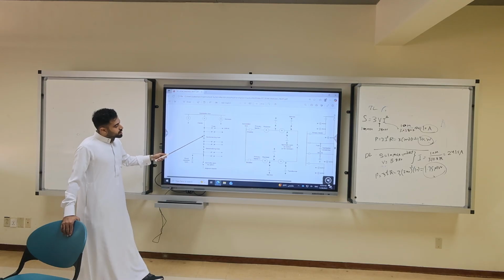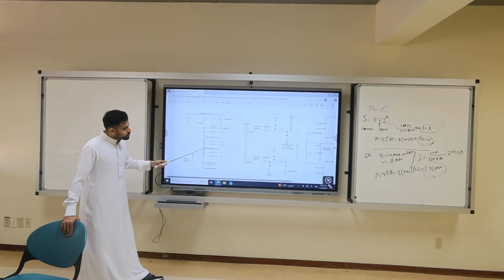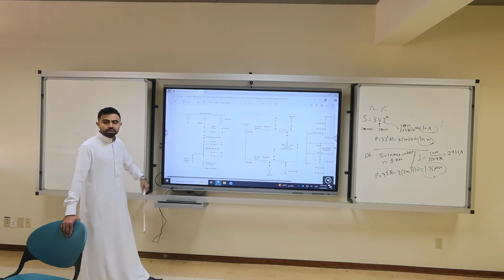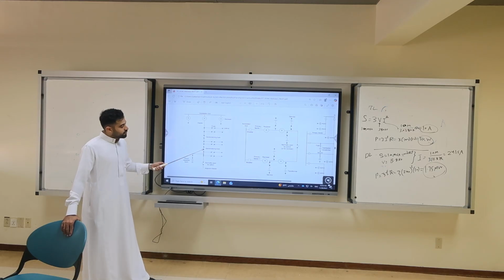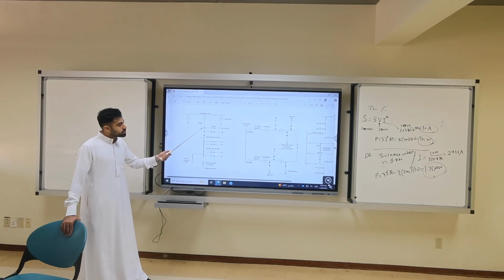Then we have a sectionalizing fuse. If this neighborhood causes issues, this section will be blown away. Keep this alive. If this section causes issues, blow it away. These are fuses. And we have a capacitor bank here to improve the power factor correction. If we improve the power factor, we improve the voltage levels here, because here we have voltage drop. Too many nodes.